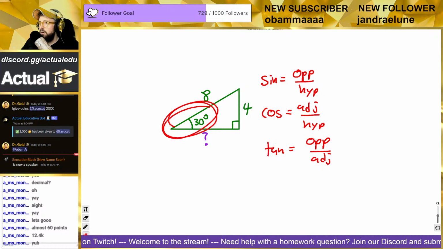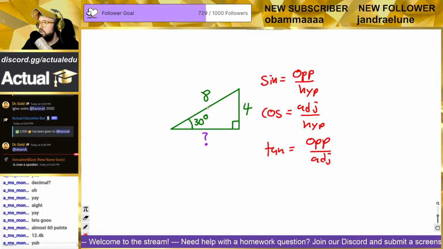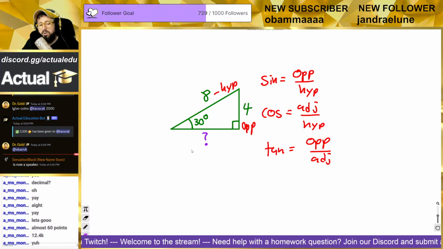If this is my 30-degree angle here, which side is the hypotenuse? The 8. Yeah, good, you can just say the number. Okay, that's the hypotenuse. Which one's the opposite? 4. Good. Which one's the adjacent? The question mark. We don't know. Yes, good.